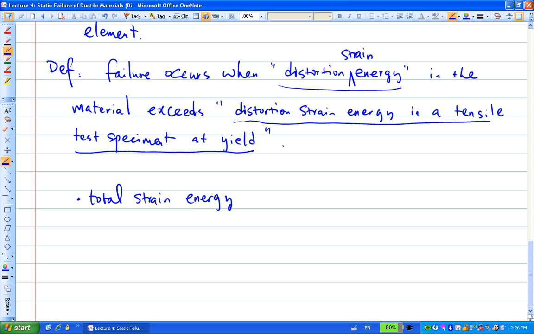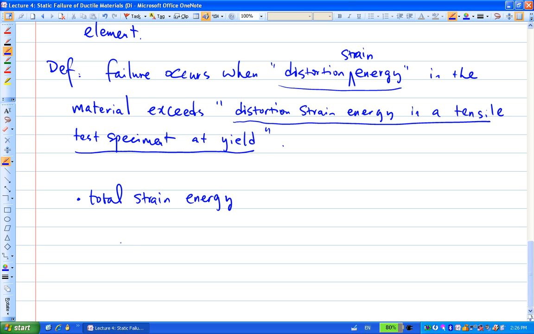Okay, total strain energy. And then number two, we're going to look at the distortion strain energy. Here is an illustration. There is a lengthy derivation here, so I'm going to illustrate the process of finding this formula.